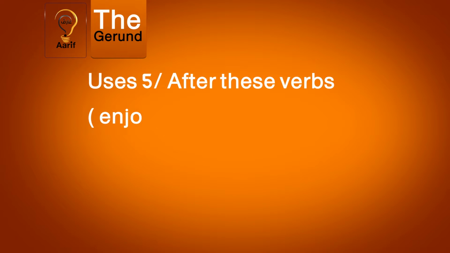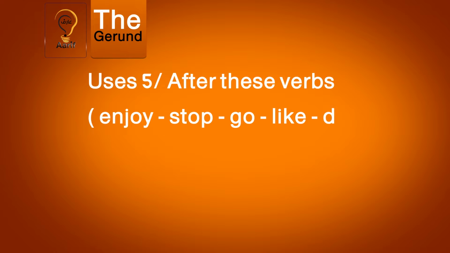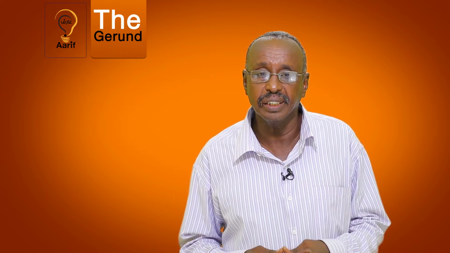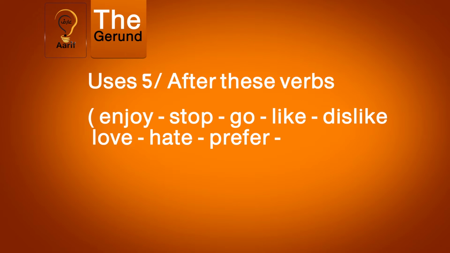The verbs are enjoy, stop, go, also the verbs like, dislike, the verb love, and the opposite hate, and the verb prefer. All these verbs you have studied in the 8th form. But here we have other verbs in the 3rd form, additional verbs. For example, avoid.